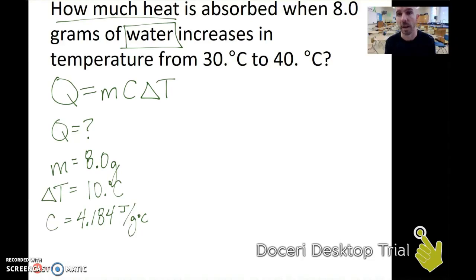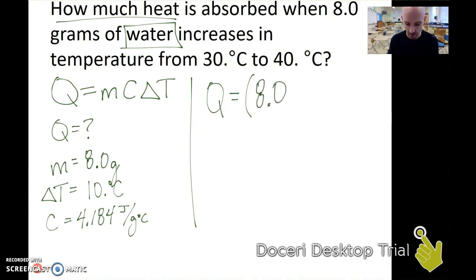All right, now that we've got all those values laid out, we can just plug into our equation. Mass is 8.0, and this is the part that you'll have to show on your homework. You'll have to show how you're using the values in the equation. C is 4.184.